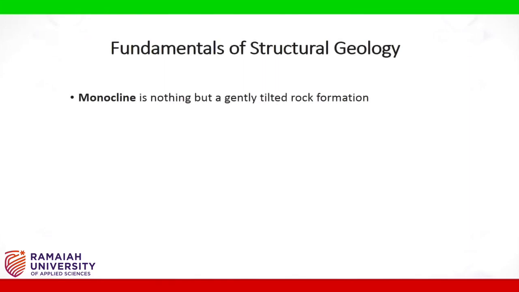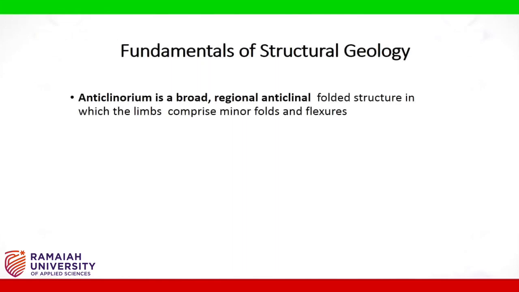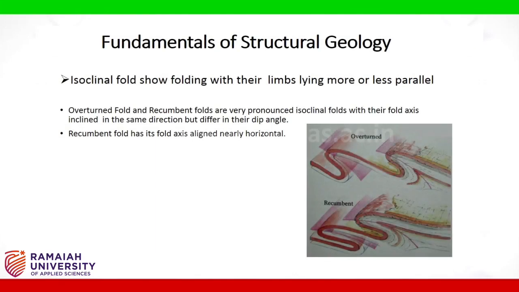Monocline is nothing but a gently tilted rock formation. Anticlinorium is a broad, regional anticlinal folded structure in which the limbs comprise minor folds and flexures. Isoclinal folds show folding with their limbs lying more or less parallel. Overturned fold and recumbent folds are very pronounced isoclinal folds with their fold axis inclined in the same direction but differ in their dip angle. Recumbent fold has its fold axis aligned nearly horizontal.